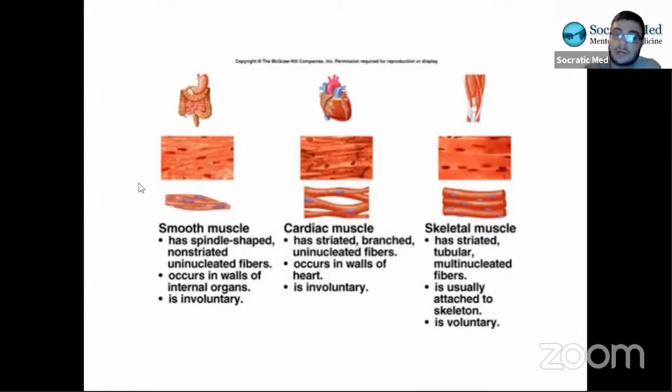I would recommend actually memorizing this picture, or the information that's present in this picture, mainly each type of muscle, whether it's striated or not striated, whether it's voluntary or involuntary, where each muscle is found: smooth muscle in organs, cardiac muscle in the heart, and skeletal muscle attached to the skeleton. Those are the main things I would focus on, right? In terms of differentiating between the different types of muscle.